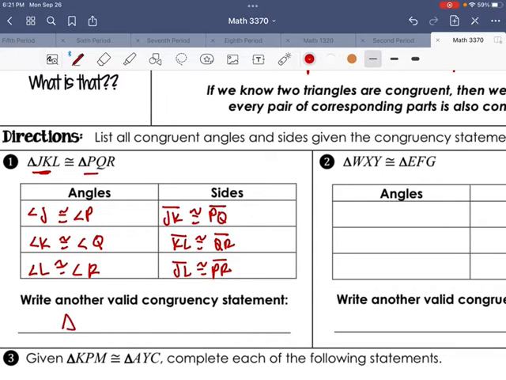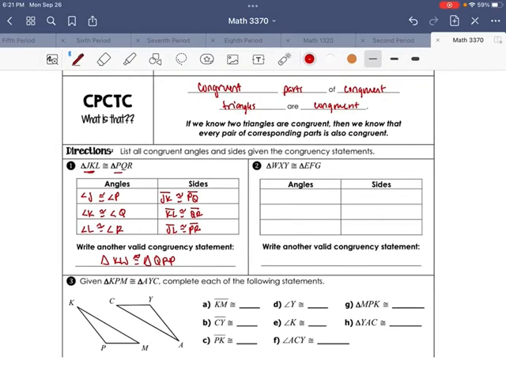So basically just change the order of the first one. So I'll do KLJ is congruent to, my congruent sign is awful. But you just want to make sure the letters match. So K goes with Q, so now I'll put Q first. L goes with R, and then P. And so that would be another valid congruency statement.